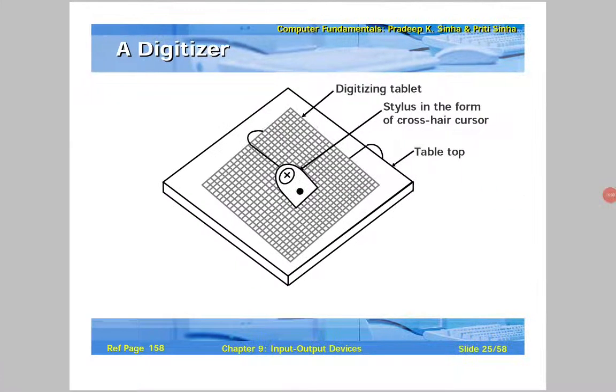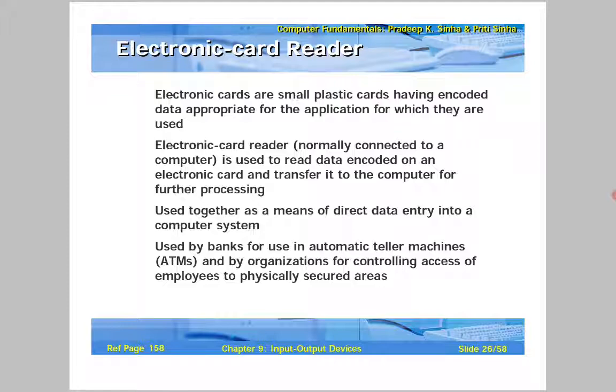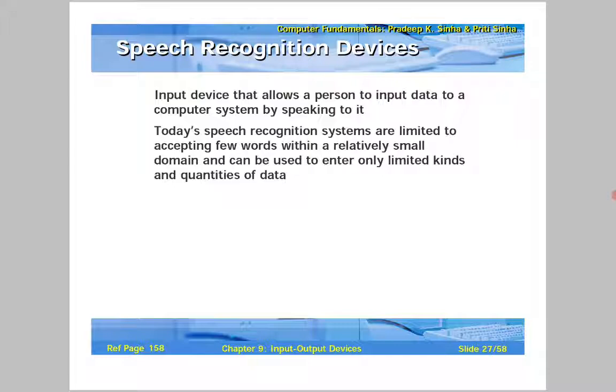Next one is the electronic card reader. The best example is ATM machines. Generally, we have ATM cards coated with some magnetic material. Whenever we insert this card into an ATM reader, it simply recognizes the card and starts processing. So all cards are coated with some magnetic material to be read by the ATM machines. They are called electronic card readers. And another input device is speech recognition devices. These are used to recognize and identify various speeches and voices of the users.